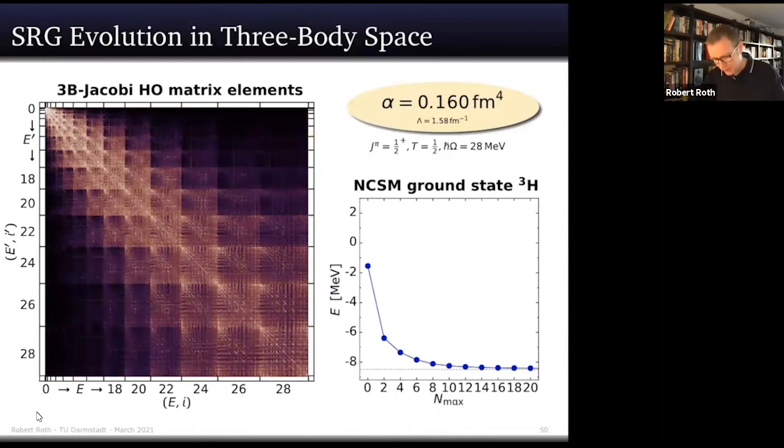And at the same time, the convergence of this NCSM calculation, so the size of the matrix, this Nmax that you need to get a stable result, has dramatically reduced. So we had to go up to 20 or higher to get the converged result initially. Now I have to go to 10 and I'm done. So that really shows you how much we gain through this extra unitary transformation, this similarity RG stuff.